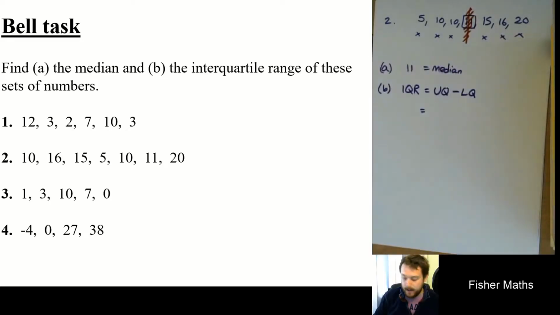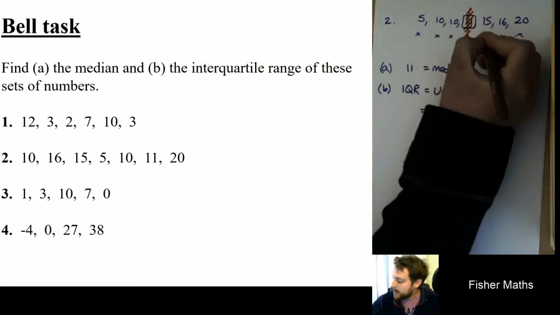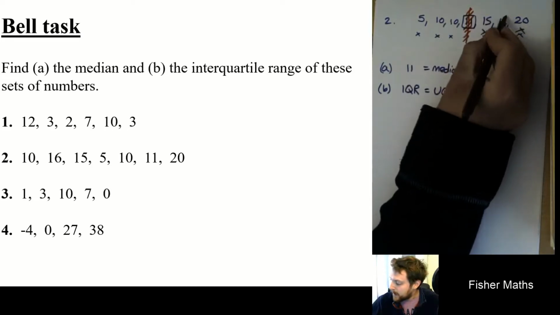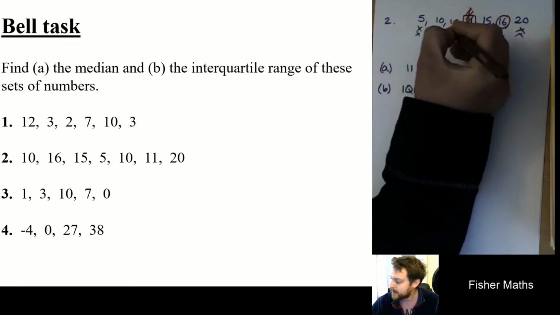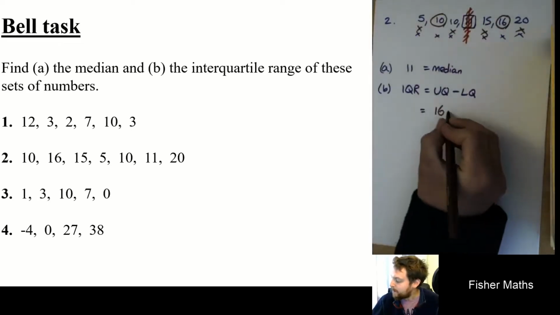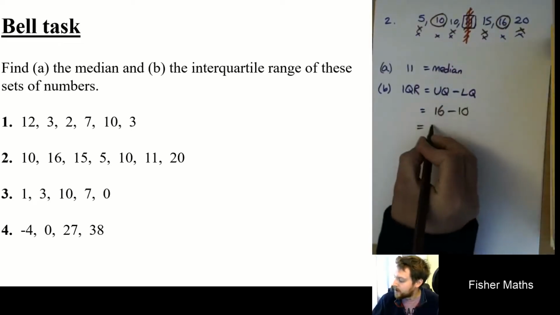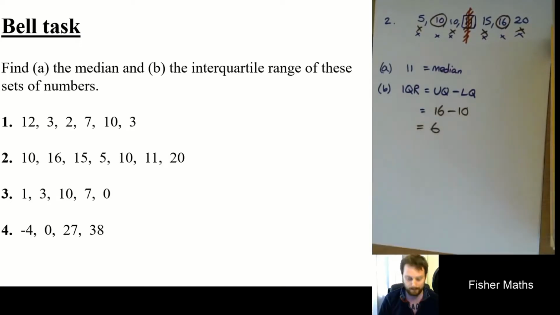Okay. So your upper quartile is, well, we will go to the median of the top half, so that's 16. For the lower quartile, it's the median of the lower half, so that's 10. And so the interquartile range in this question is 6.